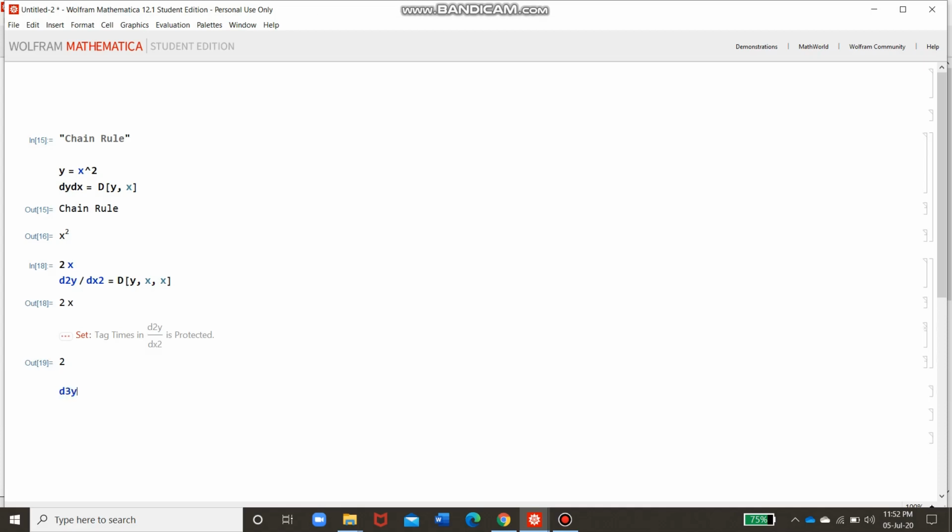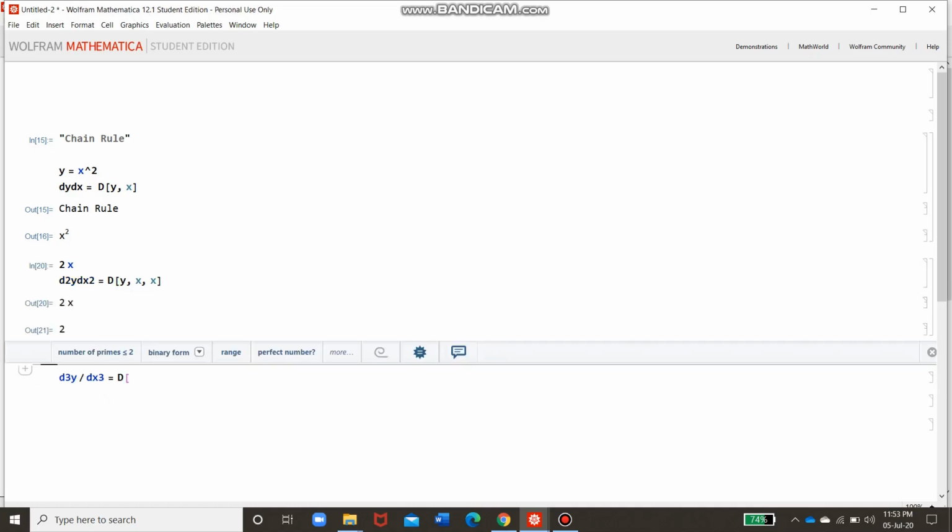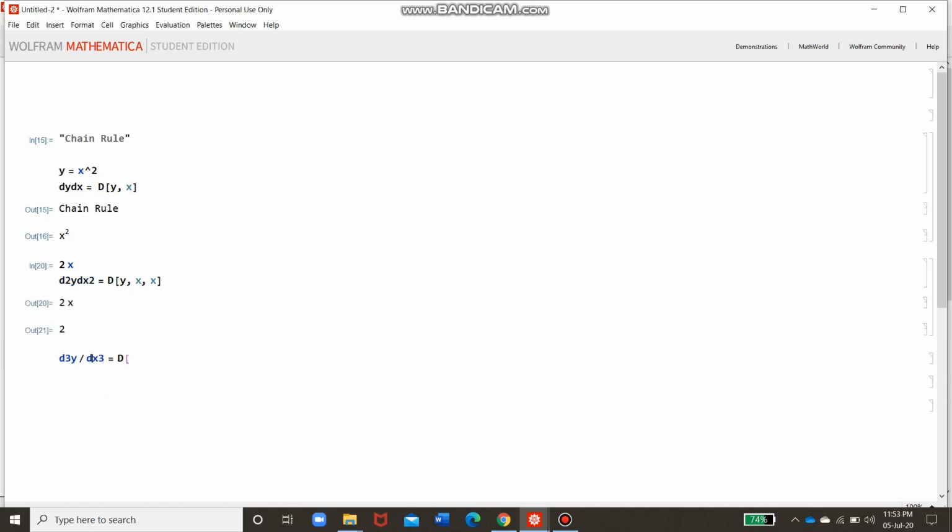For example, d3y by dx cubed is going to be capital D. I just want to make a correction over here. You shouldn't put this division sign. That is why you're getting an error over there. All right, and then I'm just going to edit it over here. So y comma x comma x comma x, and your output is 0. So this is what I mean by chain rule.